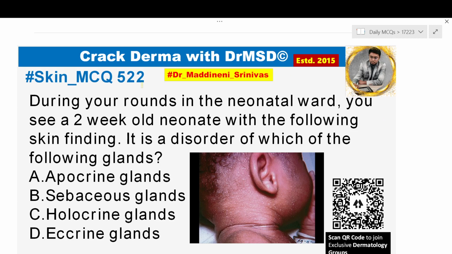And this is tomorrow's MCQ number 522. During your rounds in the neonatal ward, you see a 2-week-old neonate with the following skin finding. It is a disorder of which of the following glands? And these are the small tiny fluid-like lesions which you are able to see. Please leave your answer in the comment section for this question also.